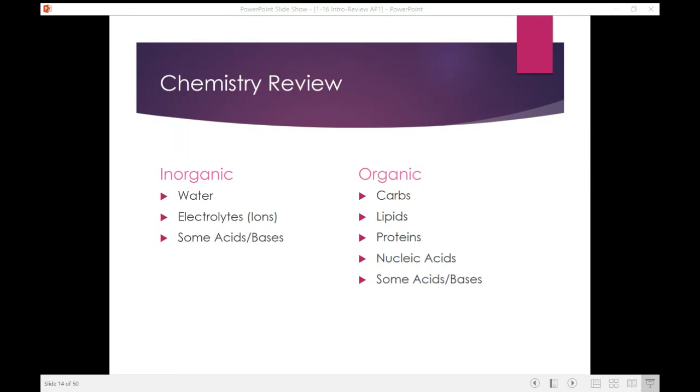Electrolytes is a fancy word for ions, and if we remember what an ion is, that is a positively or negatively charged atom. So the ions that we talk about most often are going to be potassium, remember that K plus, chloride, which is the Cl minus, sodium, which is an Na and then a plus sign. Okay, and then some of those acids and bases.